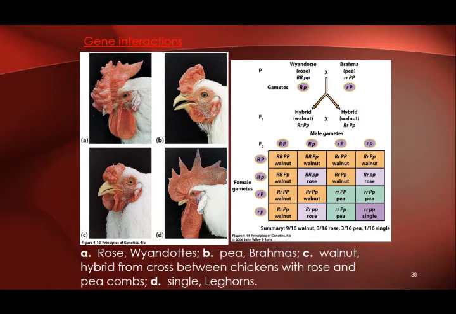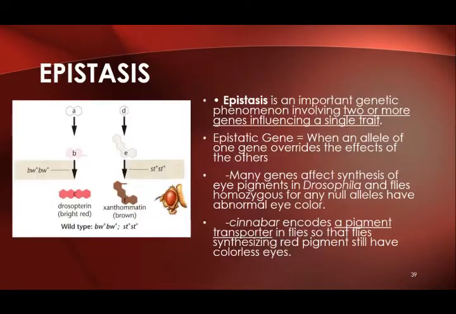What about the single, the leghorn? For leghorn, both must be recessive. Small r, small p. Epistasis. It is an important genetic phenomenon involving two or more genes influencing a single trait. An epistatic gene is when an allele of one gene controls or overrides the effects of the others. Many genes affect the synthesis of eye pigments in Drosophila, and flies homozygous for any of these alleles have abnormal eye color.